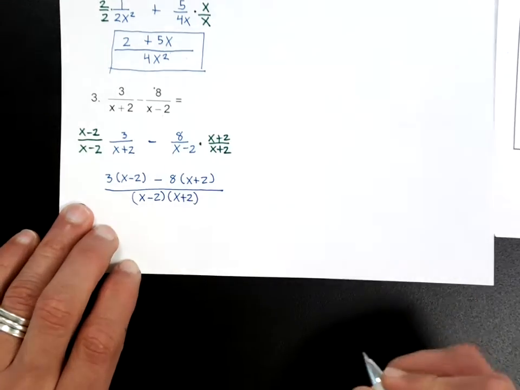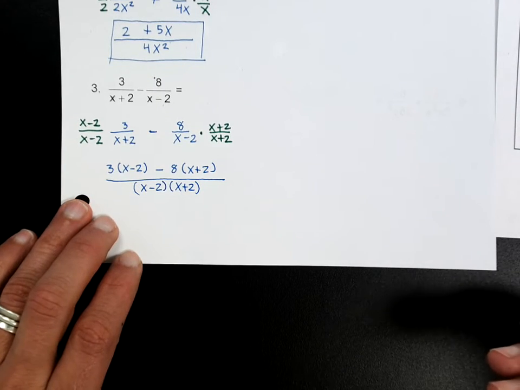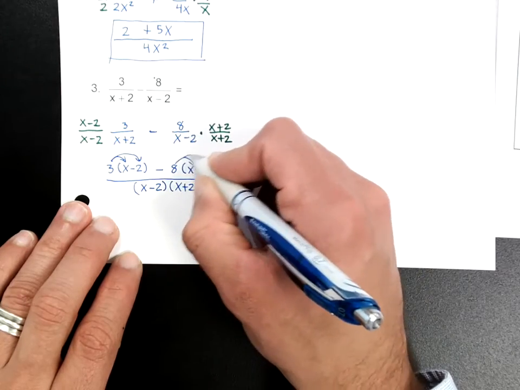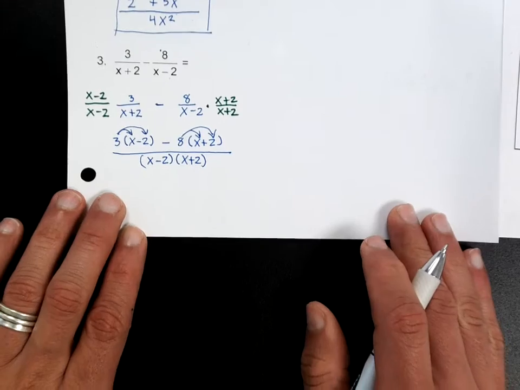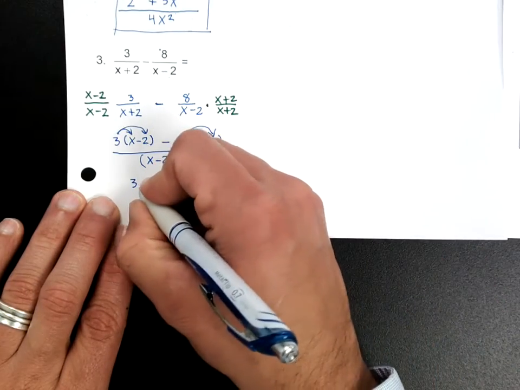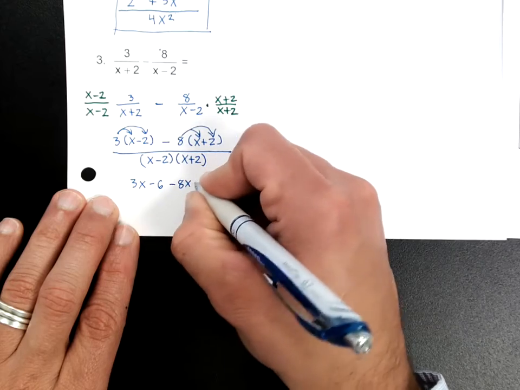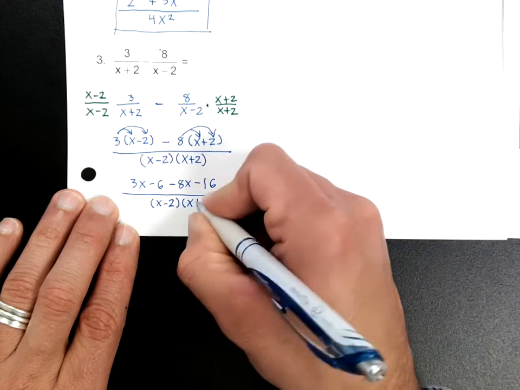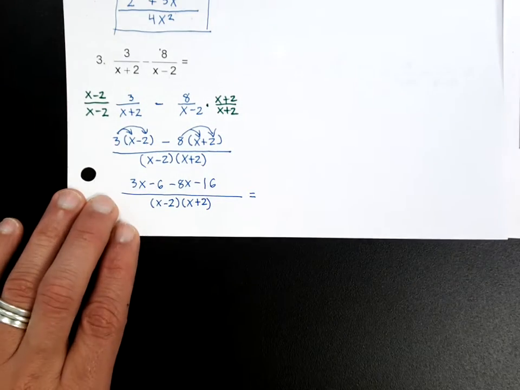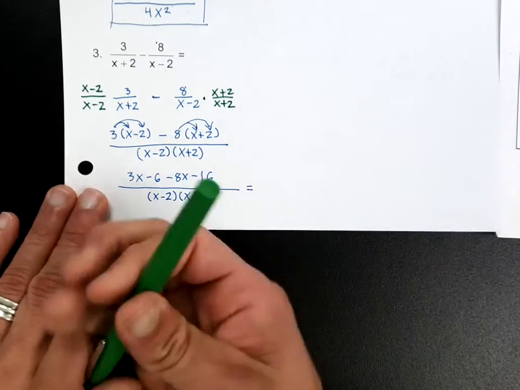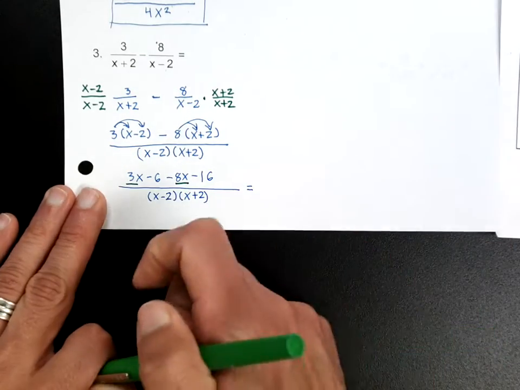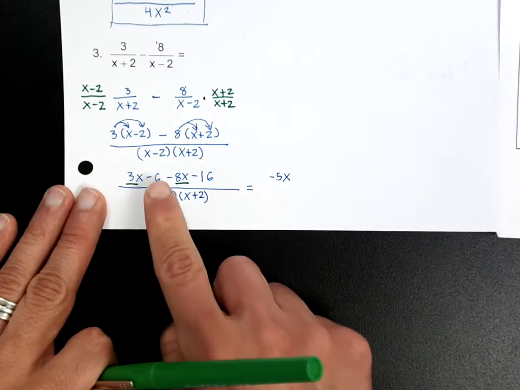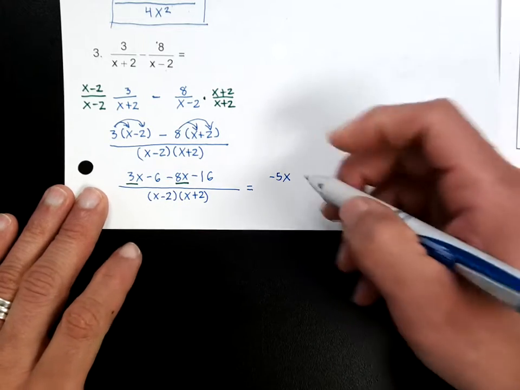Alright, notice that I have a common denominator now, right? I don't have to write it twice. At this point, you're going to distribute that and this, and then add the like terms. Alright, so this would be 3x minus 6 minus 8x minus 16, all of that over x minus 2, x plus 2. And then you're going to add the like terms. In this case, you have like terms of 3x and -8x. So that's -5x. And now you're going to add -6 and -16, which would be -22.